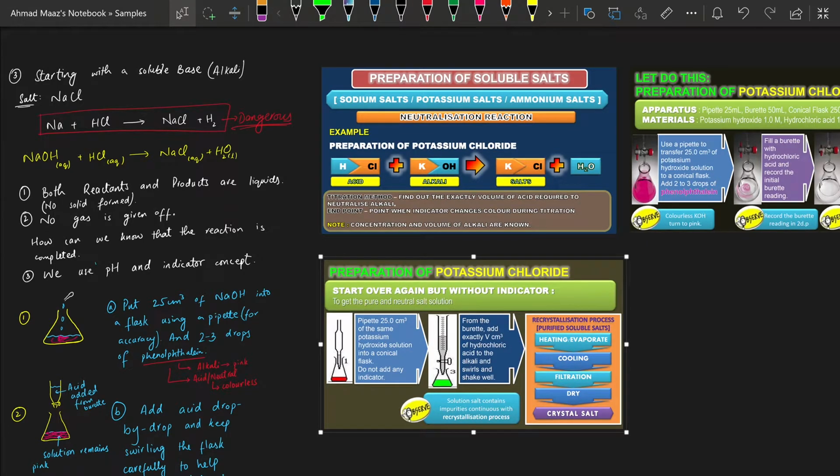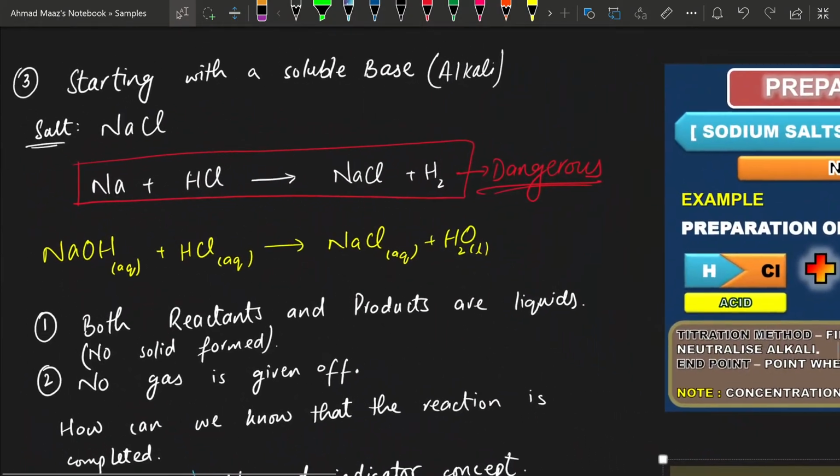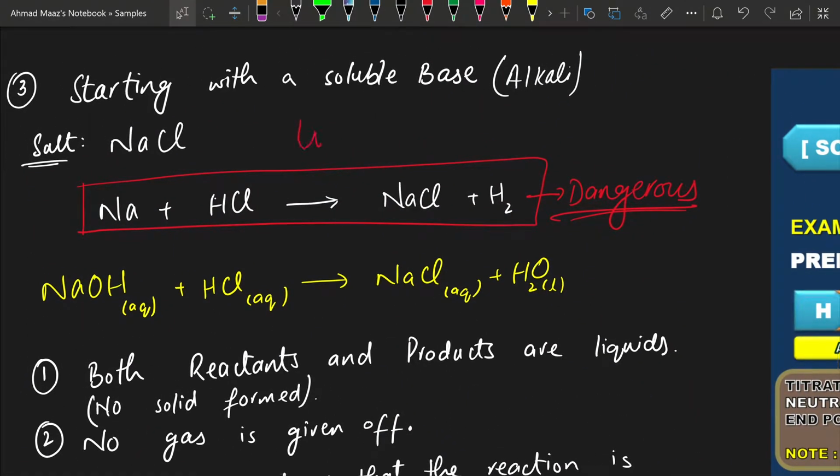Alright, so we have seen why we can't add copper directly into an acid. Because it is unreactive, it will not show any reaction. In contrast, if we want to prepare sodium chloride, we cannot add sodium directly into an acid because it is a very reactive metal. Sodium even shows a violent reaction with water. So if you add sodium in acid, it is going to be very dangerous. So we cannot do that in lab.